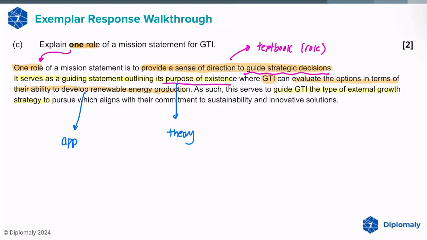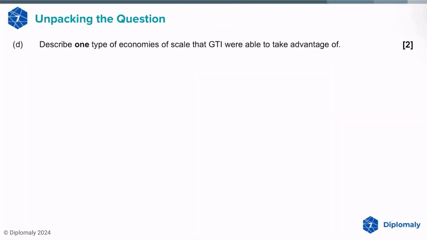So to guide strategic decision, right? By having a mission statement, it helps guide what kind of external growth they want to pursue, right? And this growth strategy should definitely align with the aspects of what they mentioned in their mission statement, which is staying true to their commitment on sustainability and also to create innovative solutions for the company as well. So this would be a very standard 2-mark question that demonstrates application skill as well. And as you can see, the response is approximately 3 sentences.